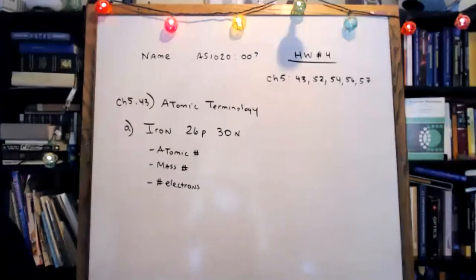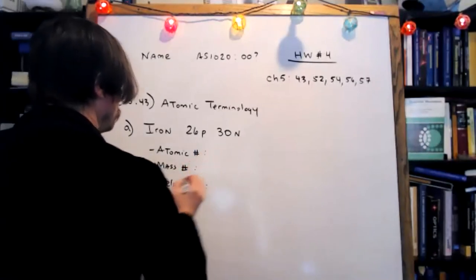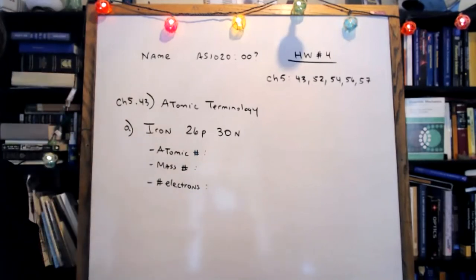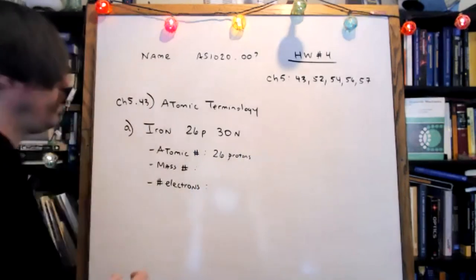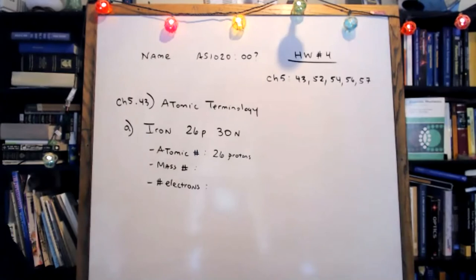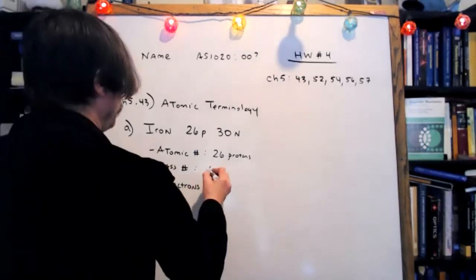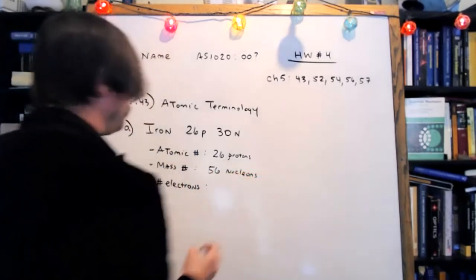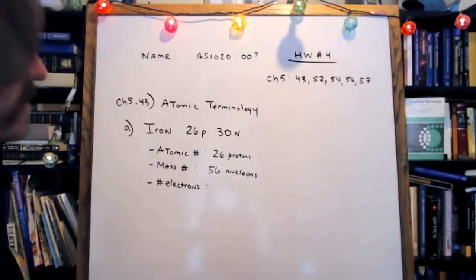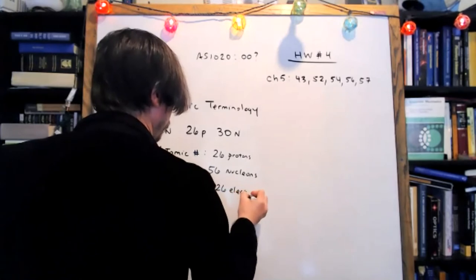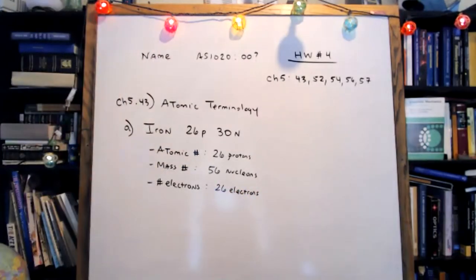Mariah, do you think you can do any of those? I can try. So the atomic number is 26. And then the mass number is 30. No, the mass number is not the number of neutrons. The mass number is the number of nucleons. So is that 56? That's right. 56. Nucleons. And then the number of electrons. It's electrically neutral, so does that mean it has 26 as well? That's right, they're balanced. And that was part A.